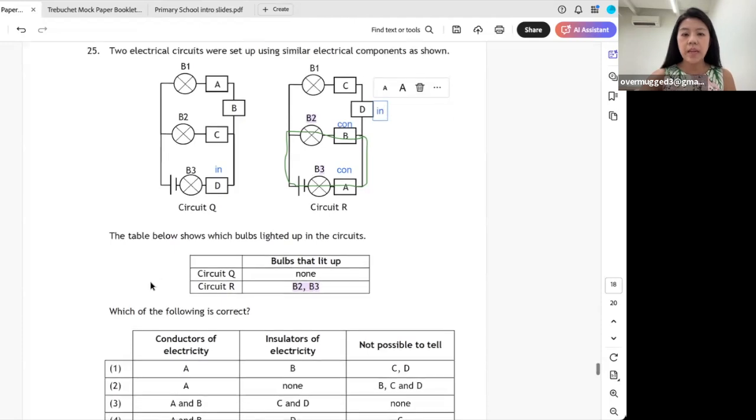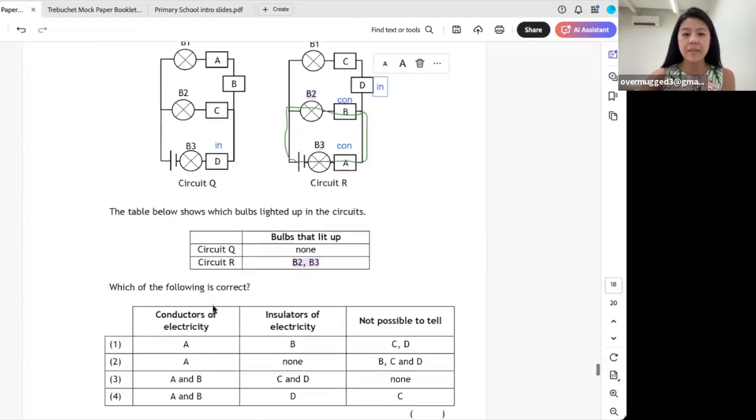So if we go down to the table below, which of the following is correct? I'm very sure that A and B are conductors. So that will leave us with option 3 or 4. I'm very sure that D is an insulator, okay, based on my circuit Q. And then for C, I can't tell yet, okay? Therefore, your answer is option 4.